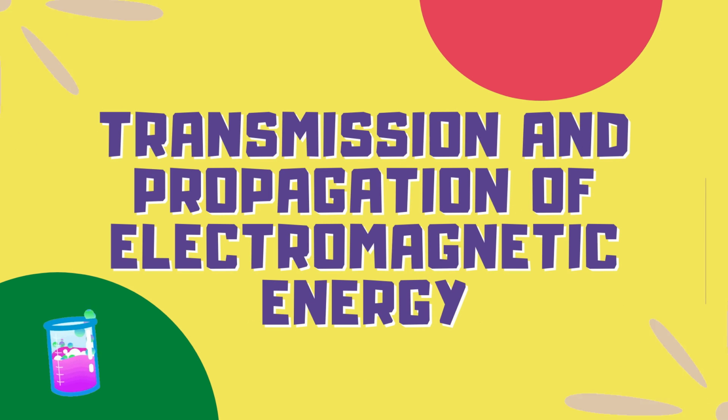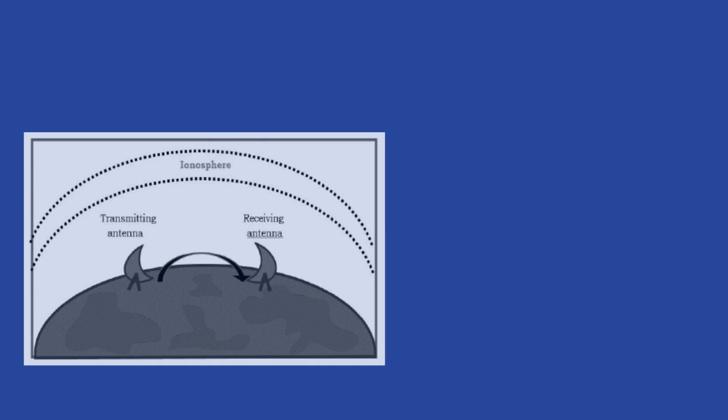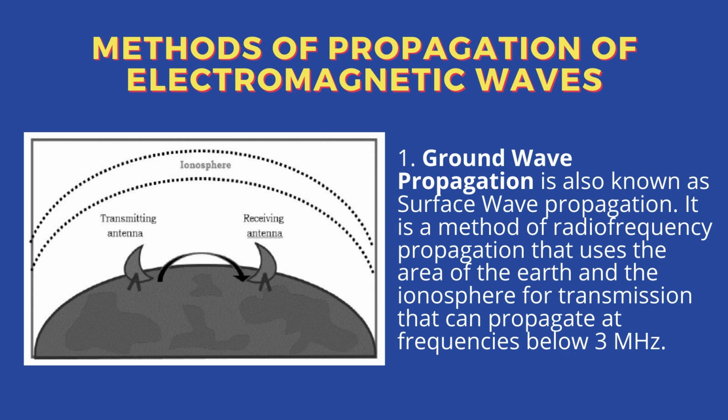The transmission and propagation of electromagnetic energy. 1. Ground wave propagation. It is also known as the surface wave propagation. It is a method of radio frequency propagation that uses the area of the Earth and the ionosphere for transmission that can propagate at frequency below 3 MHz.